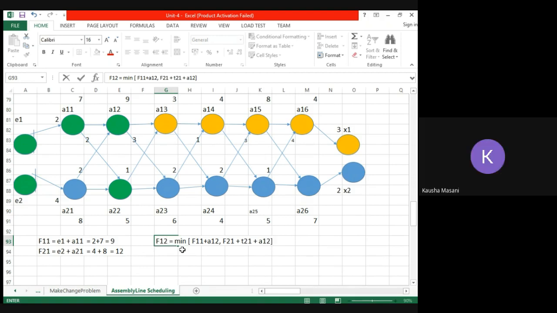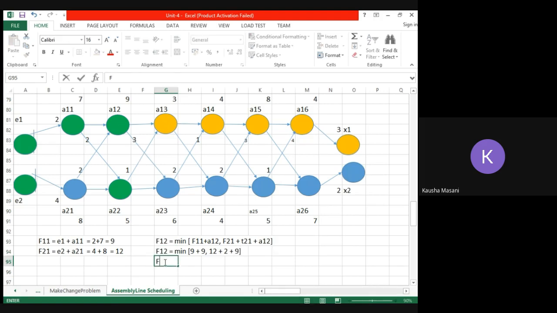So that will give me F12 equal to minimum of the value of F11 we already have. So that is 9 plus at station A12 we have value 9, comma, F21 again we have the value, so that is 12 plus the transportation charge from A21 to A12. So that is 2. Okay, so plus 2 plus A12. So that is 9.